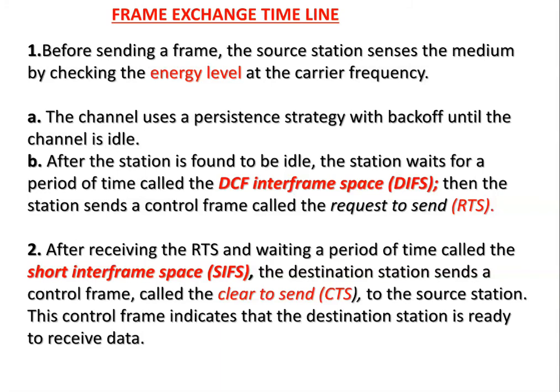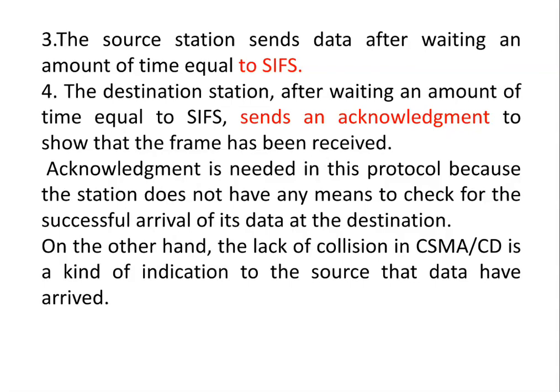After receiving the request to send and waiting for a period of time called short interframe space, that is SIFS, the destination station sends a control frame called clear to send to the source station. This control frame indicates that the destination is ready to receive the data. So once the destination sends the clear to send, it will be ready to receive the data. The source station sends data after waiting for a time equal to SIFS, and the destination, after waiting for a time equal to SIFS, sends the acknowledgement.